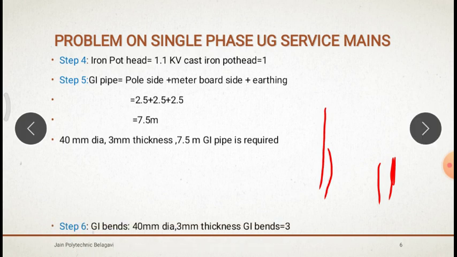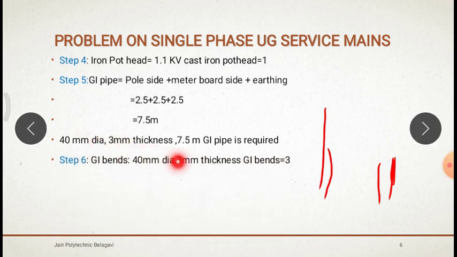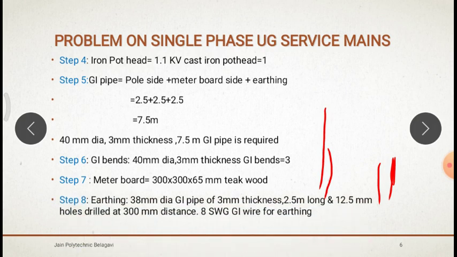Next is the GI bands. GI bands of the same diameter, 40 mm diameter, 3 mm thickness, we require. Next, earthing. For earthing, the GI pipe is already included here, and AWG GI wire of 1 kg we are using. And next is the meter board. Meter board is 300 into 300 into 65 mm. We are using a teakwood meter board.